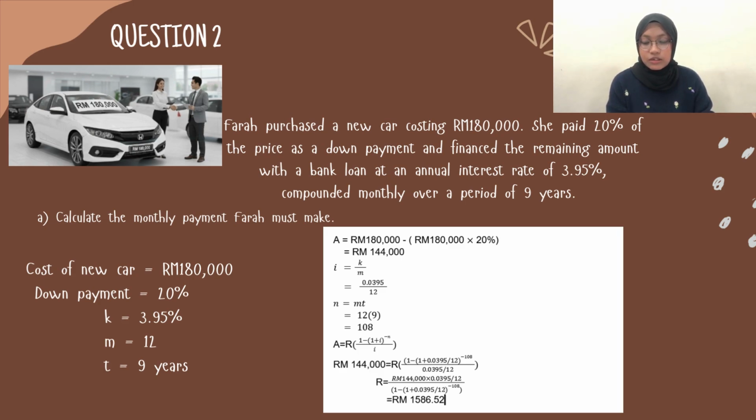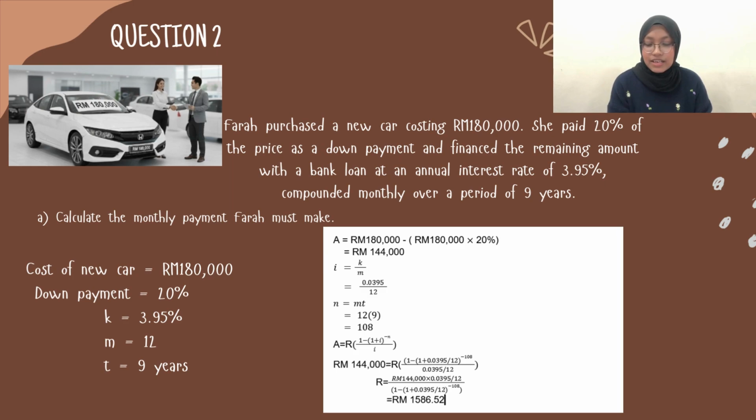Let's proceed to question number 2 for part B. Farah purchased a new car costing 180,000. She paid 20% of the price as a down payment and financed the remaining amount with a bank loan at an annual interest rate of 3.95% compounded monthly over a period of 9 years. First of all, we have to list down all the information given from the question. We got down payment 20%, K equals 3.95%, M equals 12, and T equals 9 years.